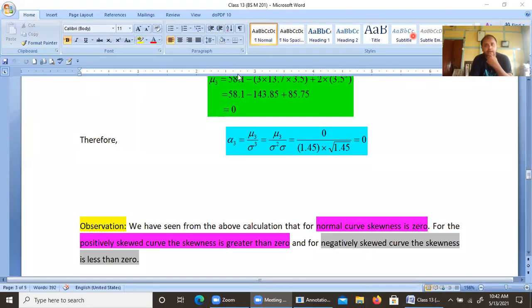Now, okay, I have to start afresh. What I was talking about in the previous session is that this mu3, the measure of skewness, came out to be having value 0 for our given problem. And for a positively skewed curve and a negatively skewed curve, respectively, the values of the skewness will be either greater than 0 or less than 0, as the case may be.